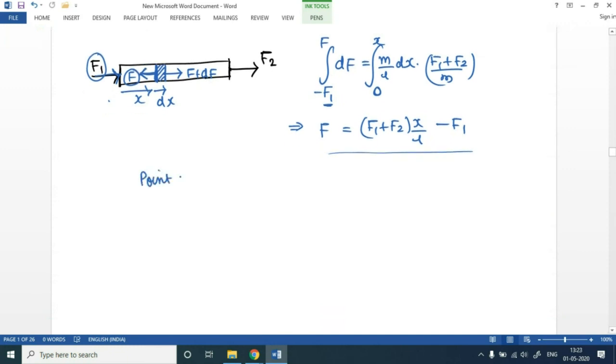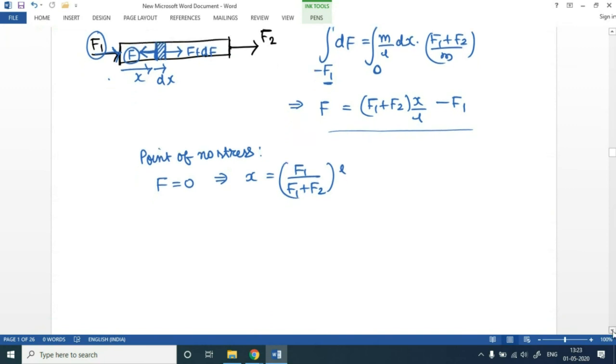Can we find out a point of no stress over here? So obviously point of no stress simply means where f will be equal to 0. So when you equate this, simply x you will get as f1 divided by f1 plus f2 into l. Like for example, from this end it would be this much, from the other end it would be f2 times l divided by f1 plus f2, obviously.